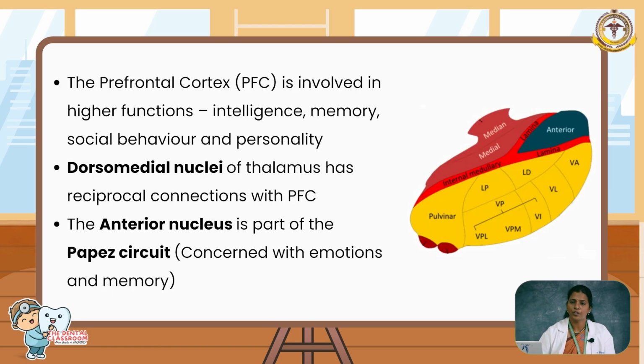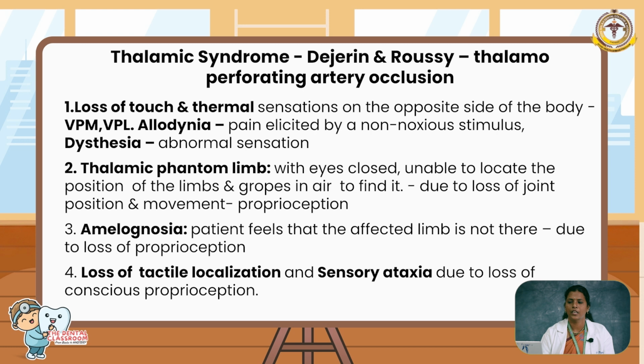It is also important for higher functions like intelligence, memory, social behavior and personality because it receives input from the dorsomedial nuclei, and when this is disrupted, the Papez circuit is also damaged, leading to disturbance in emotions and memory. Going to the applied aspects, it is the thalamic syndrome of Dejerine-Roussy.